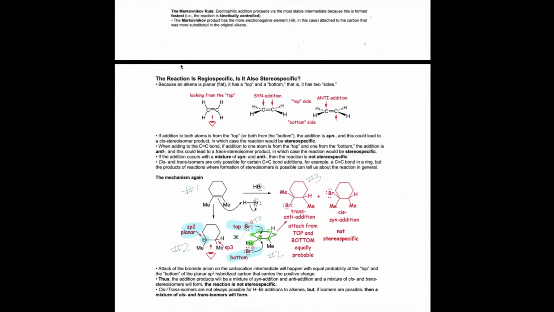Okay, so I think I understand. It's like saying you can get two different isomers because of the different orientation in space, right? Yes. We're in this plane, and because this is planar, the bromine can come from the top or the bottom. As you'll see later on, we have some that are stereospecific, but for this one, it can go either way.